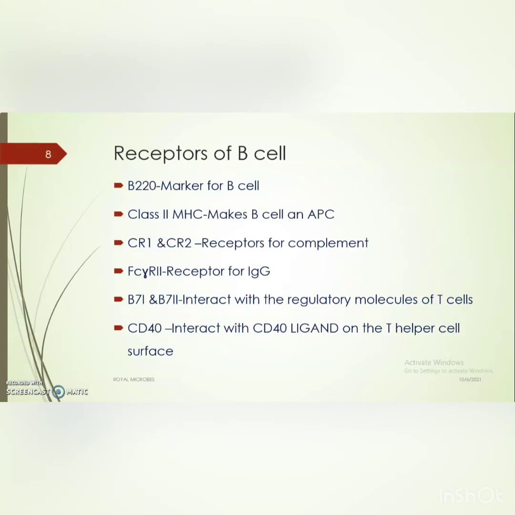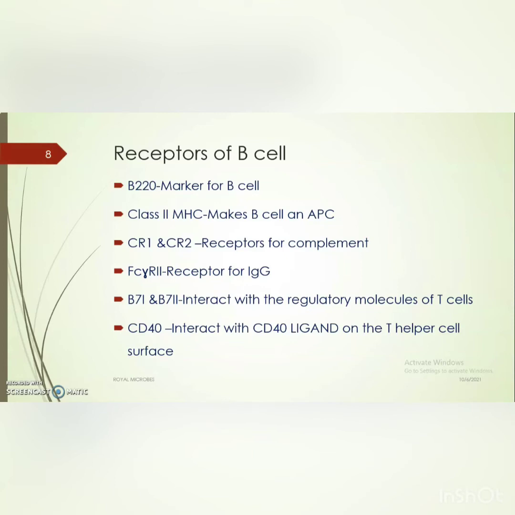Then the receptors of the B cells. The main receptors of the B cells are listed below. B220 is a marker for B cells. Class 2 MHC: the presence of class 2 MHC molecules on the surface of the B cell makes it an antigen presenting cell. The CR1 and CR2 receptors are the receptors for the complement factors.